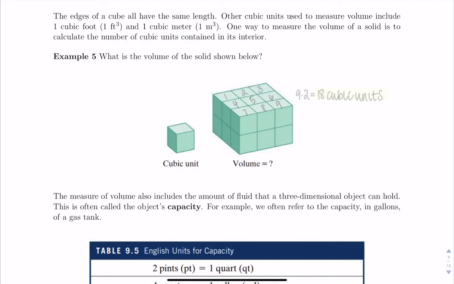So in the top, we've got 3 in the first row and 3 in the second. So we have 9 in the first row, and so 9 times 2, because we have 2 different rows of it, would give me 18 cubic units.